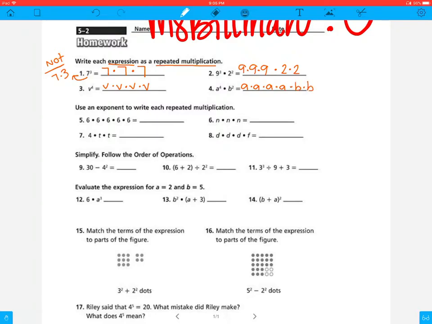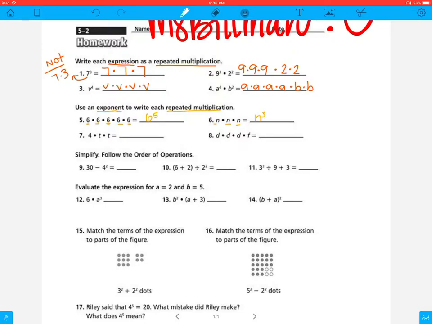The important part when doing these is that I'm looking at that tiny little number, the exponent, and I'm looking at it as a, hey, this is telling me how many of each to have. So I'm going to use an exponent to write each repeated multiplication. So I counted them, and there were 5 6s, so it would be 6 to the fifth power. For number 6, there are 1, 2, 3 n's, so I would say n to the third power.